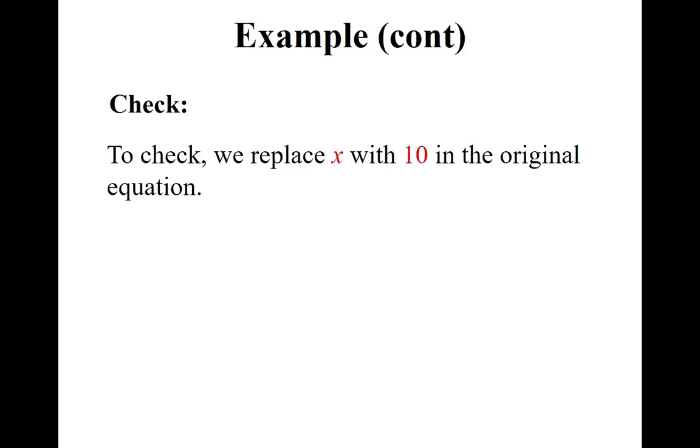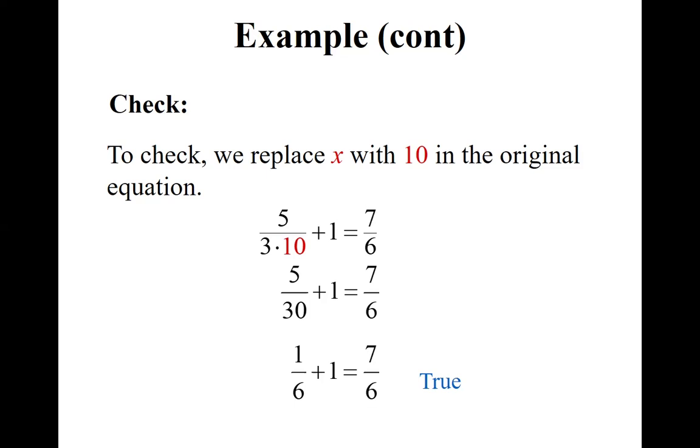Now, we check by replacing x with 10 in the original equation, making sure that what we get works. So 5 over 3 times 10 instead of 3 times x. That's 5 over 30 plus 1 equals 7/6. We need a common denominator. Actually, we can go ahead and reduce. That makes this a lot easier. 5 over 30 is 1/6. 1/6 plus 1 is 1/6 plus 6 over 6. That's 7 over 6, so we have a true statement. It does work. X does equal 10.